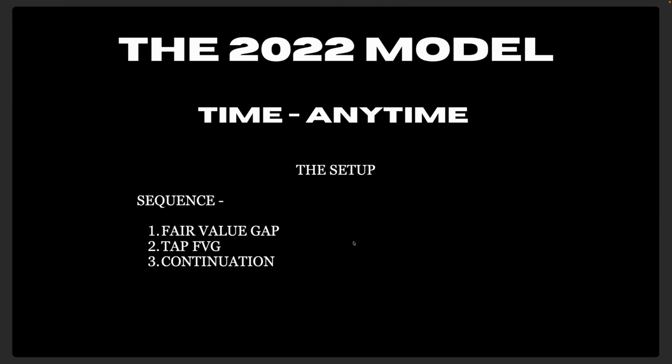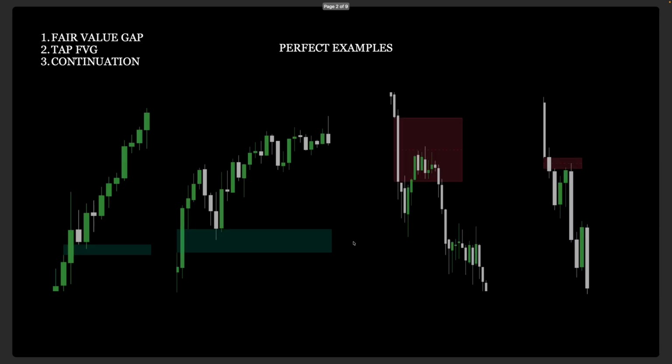Alright, legends, this is going to be a quick tutorial on the 2022 model. And I know I earlier said that IFVGs are the easiest model out there, but trust me, this one is even easier than IFVGs, and that's the reason why this is the most commonly used ICT model out there. Trading it is very, very simple, but not so easy. So let us see how we trade this model.